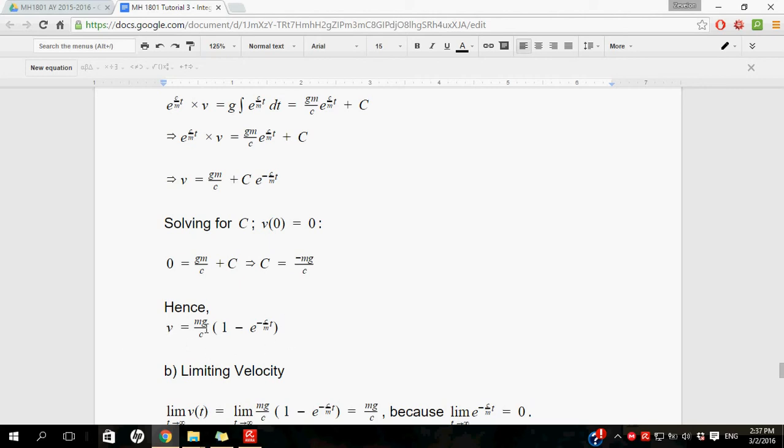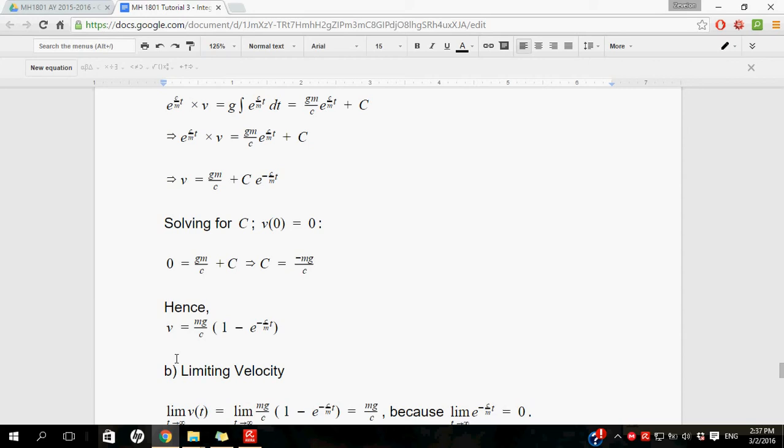v equals mg over c times 1 minus the exponential function to the power minus c over m times t. Precisely what we are trying to solve for.